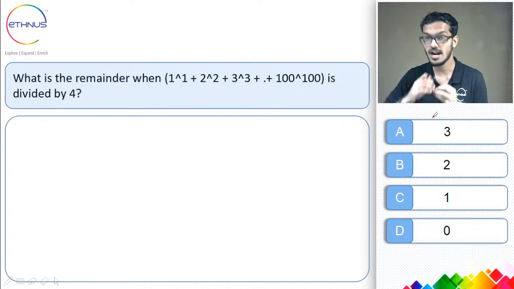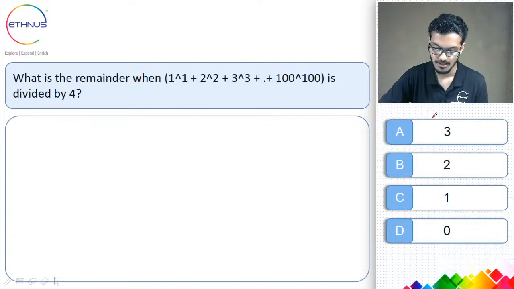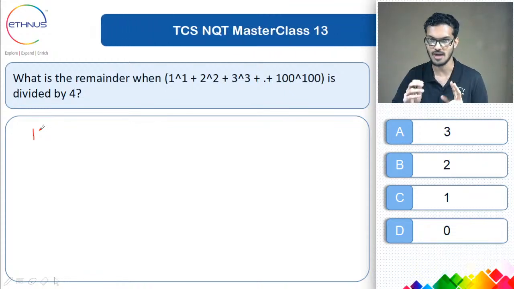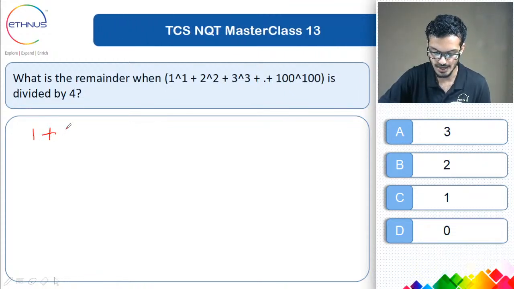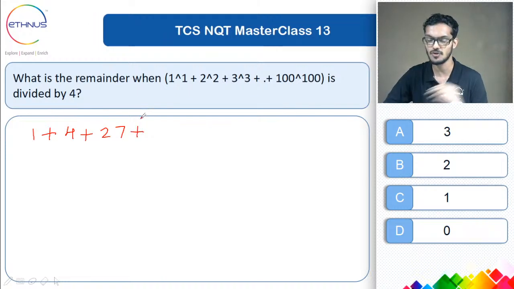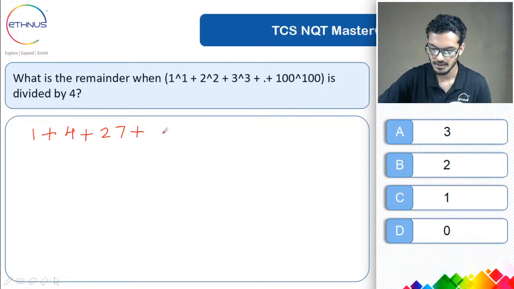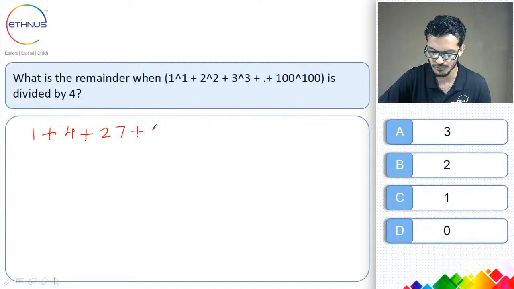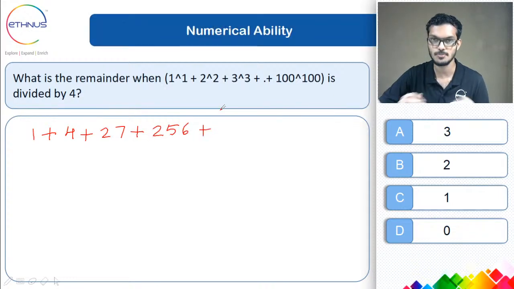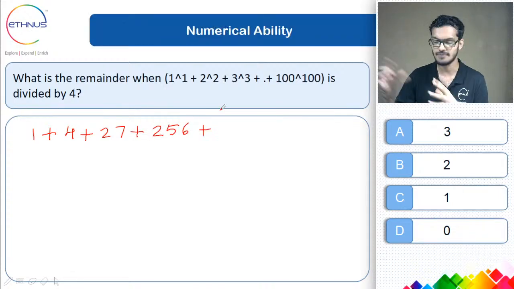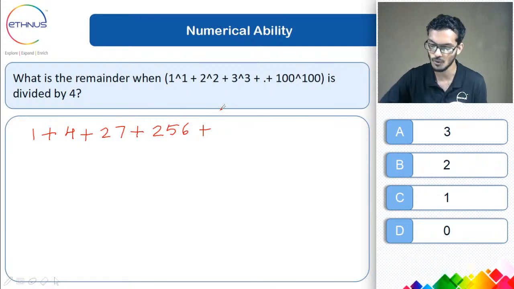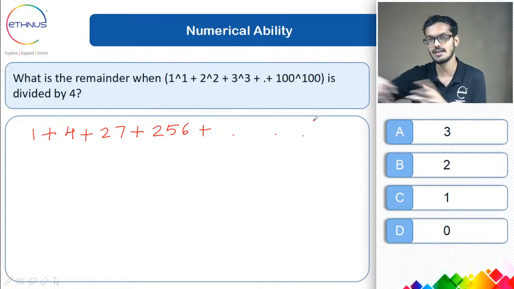There are 100 numbers and they're divided by 4, right? I'm going to take the first number, which is 1. The second number is 2 square, which is 4. The third number is 3 cube, which is 27. Next, let me take one more number, 4 to the power of 4, which is 256. And again, you have 5 to the power of 5. You can multiply it out and write down the answer, but let me keep it on hold. It goes on like this, there are 100 numbers.